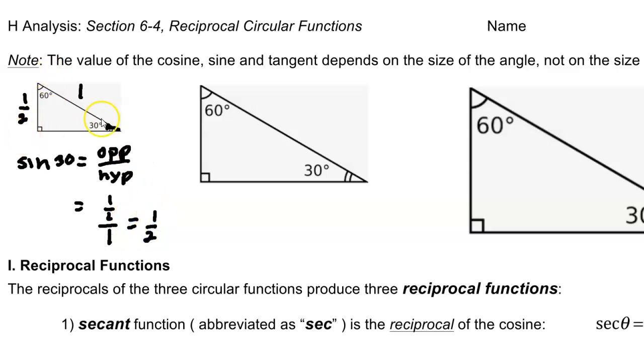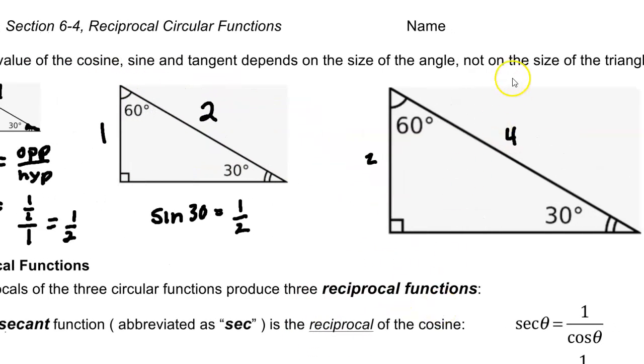If we scale this up and double it, making this 2 and this 1, the sine of 30, if you calculate it, is still 1 over 2. So the concept is that no matter how big or how small what you're working with, the ratios do not change. If there's a 30-degree angle, the hypotenuse and the opposite side always make the same ratio, no matter what.